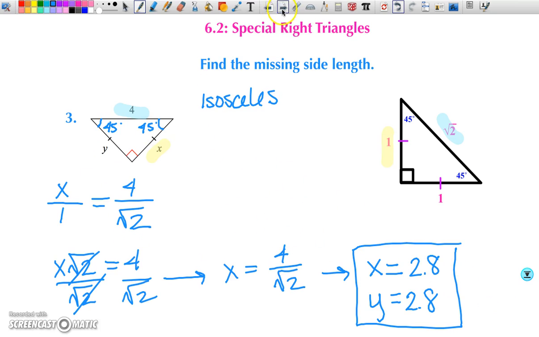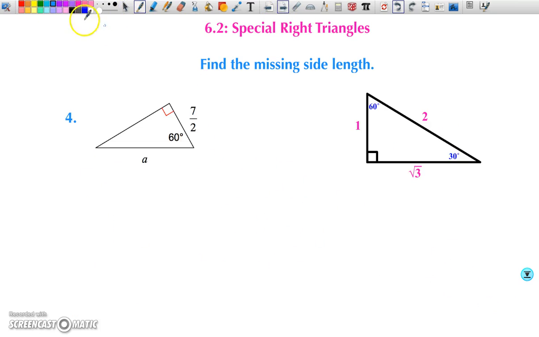Okay, one more example, so another 30, 60, 90. And so in this example here, we'll match up our sides. So starting with 7 over 2, that's between the 60 and 90, so that gets matched up with 1, which is between the 60 and 90. And then A, which is the hypotenuse, gets matched up with 2 because it's the hypotenuse. So we take A over 2 and set it equal to 7 over 2 and match that up with 1.